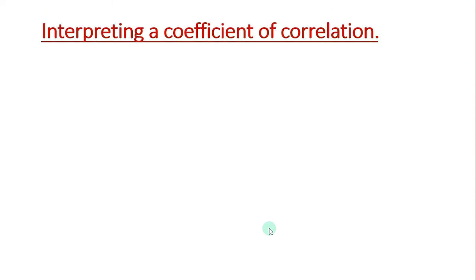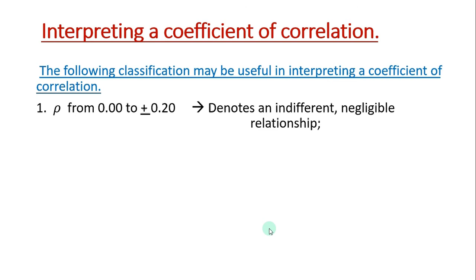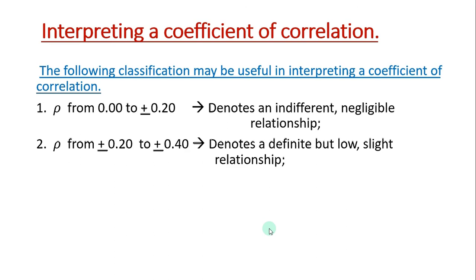Now, how to interpret the result. This score always lies between 0 and plus or minus 1. If rho is from 0 to plus or minus 0.2, it denotes a negligible relationship, no real relationship, so we can neglect it. If rho is from plus or minus 0.2 to plus or minus 0.4, it denotes a definite correlation, but very low, a slight relationship.